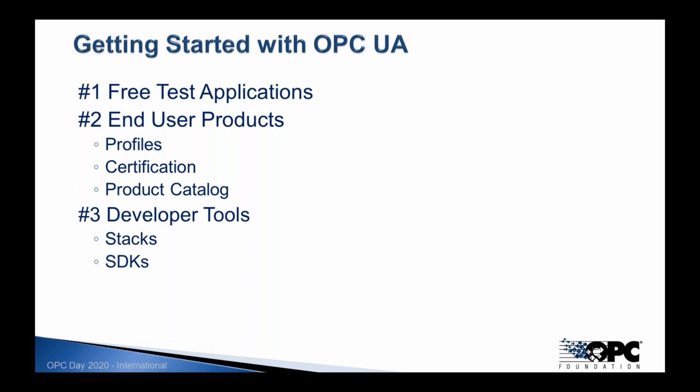The second part is about end user products, where and how you will find the products that you need and how to verify that they fulfill your needs, and how to mention concepts like profiles and certification and the product catalog. Paul and Alex will be talking after me more about the certification, but I'll mention how it relates to the products in general. And the last part is about developer tools, and I'll talk about two main concepts, the stacks and SDKs, software developer kits.